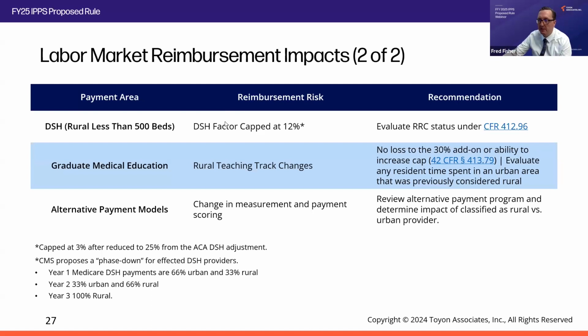And yeah, if you are one of the DSH hospitals that all of a sudden is capped at 12% from going from urban to rural, less than 500 beds, there's a phase-in period where effectively you get 2/3 urban, 1/3 rural, and then they flip it next year to be 2/3 rural, 1/3 urban, and then year 3 you're capped fully at that 12% as a rural provider, unless you can do the rural two-step, as we call it, by becoming rural and rural referral centers.